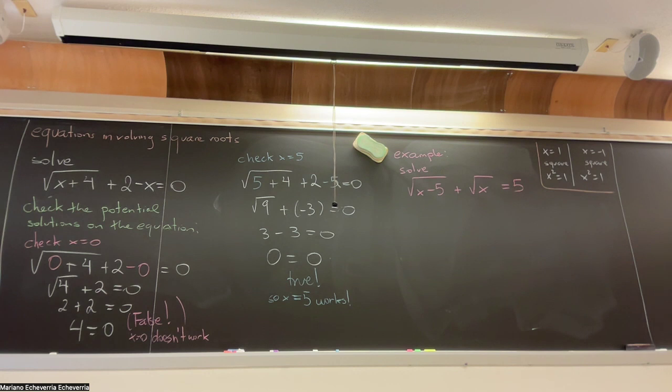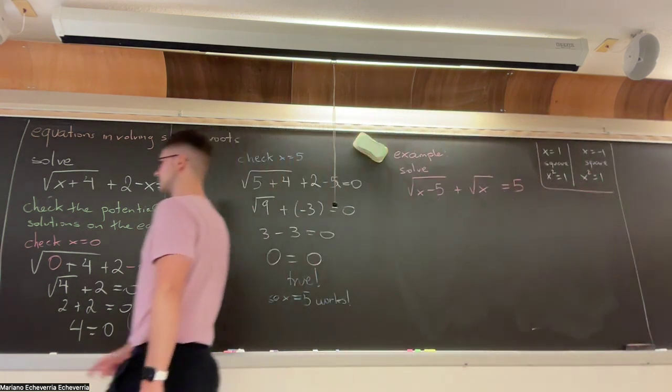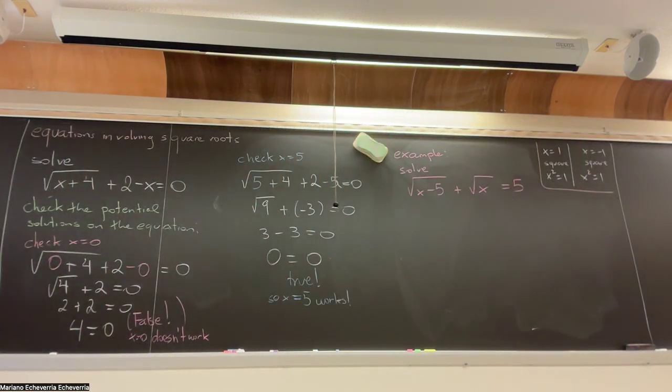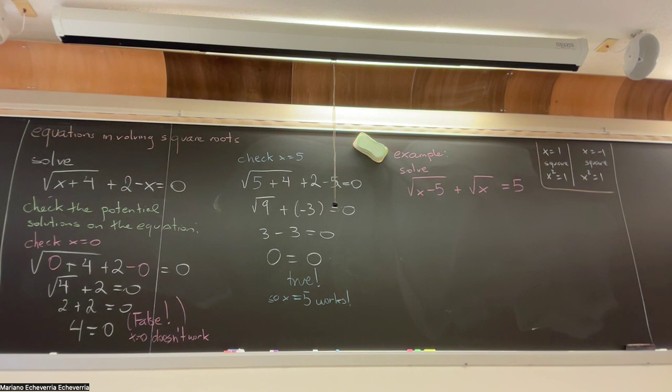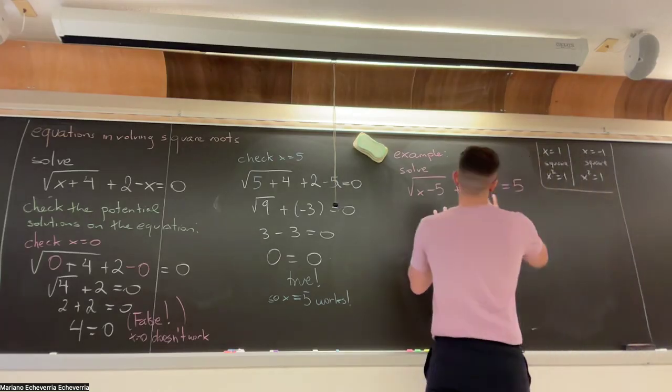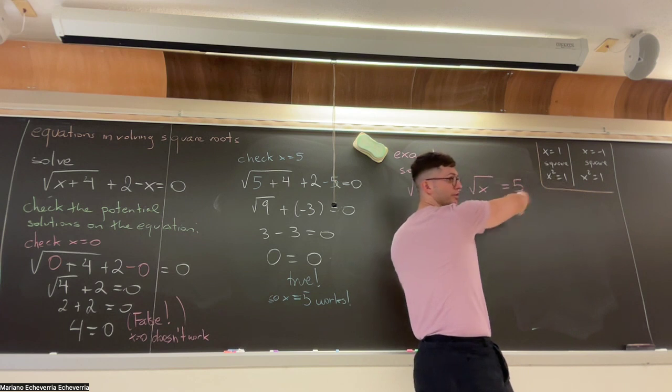It's a very similar problem, but now two things involve square roots. I do have to square both sides, but what's a little bit better in this case is to have one square root on one side of the equation and the other on the other.